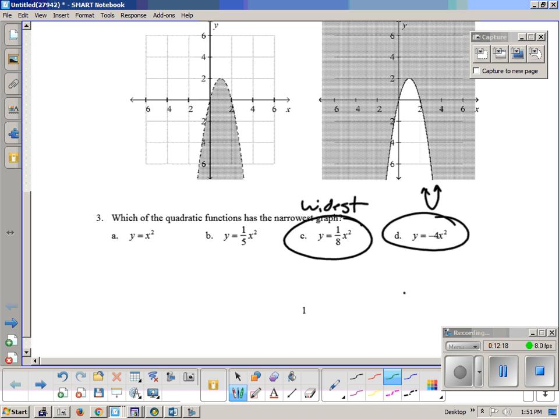Okay. So this would be the widest graph. The narrowest graph is the biggest number. So big is narrow.